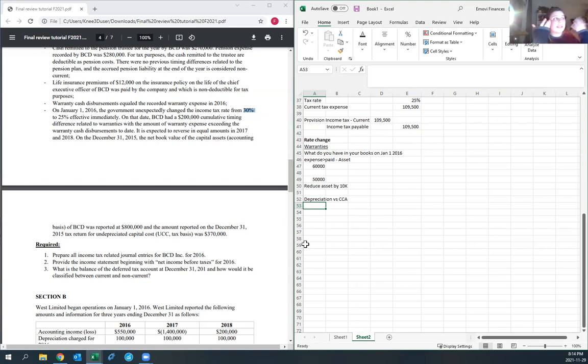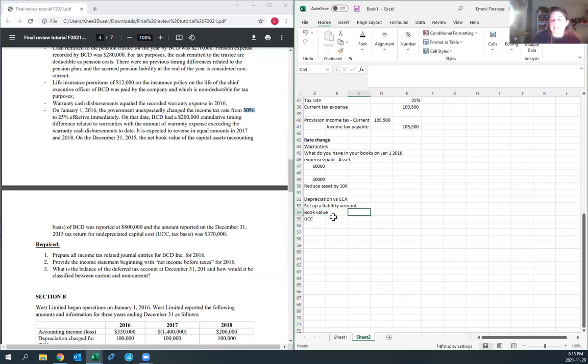So here, the catch is that you have to think about the fact that you set up first a liability account for your depreciation versus CCA. So your difference between your UCC and your book value is going to be the value that we're going to use to find what they recorded in the books. So we have to look at what's the book value and what's your UCC.